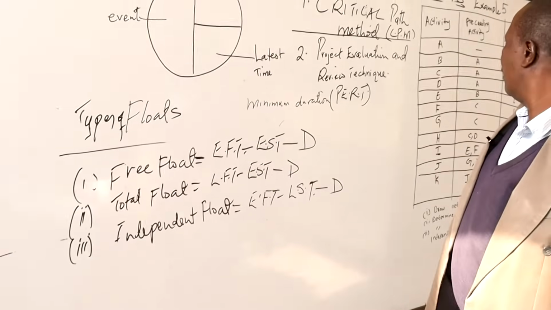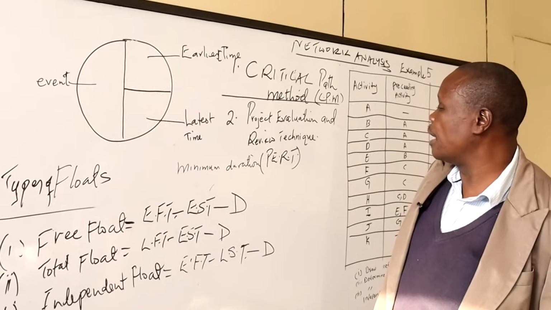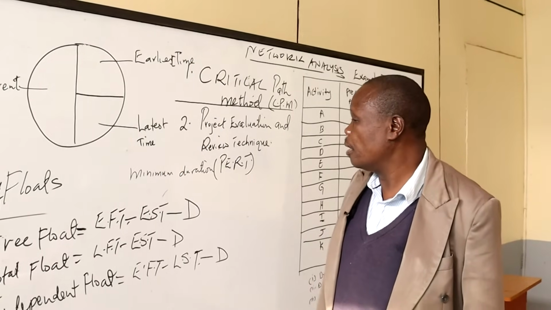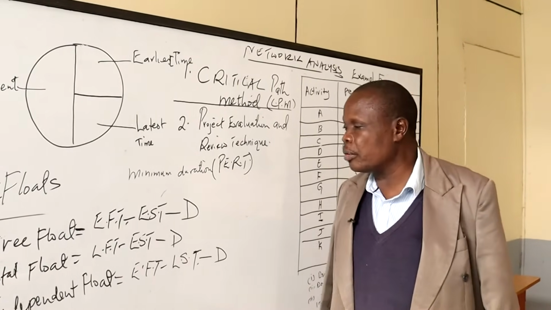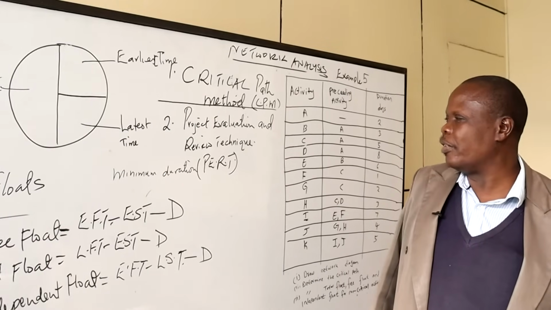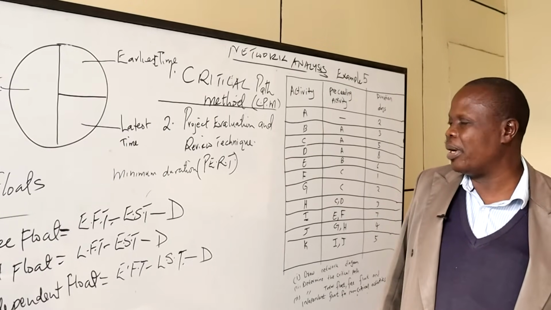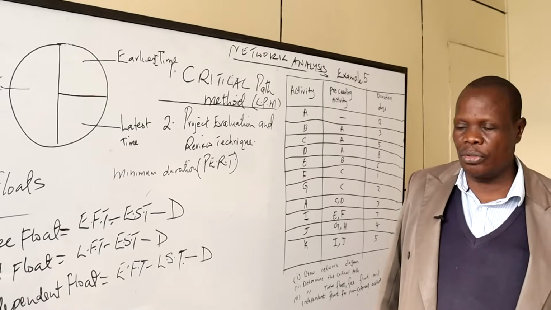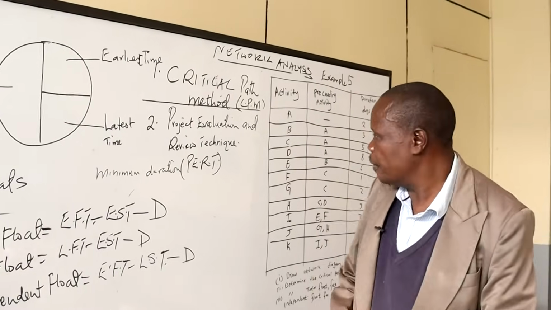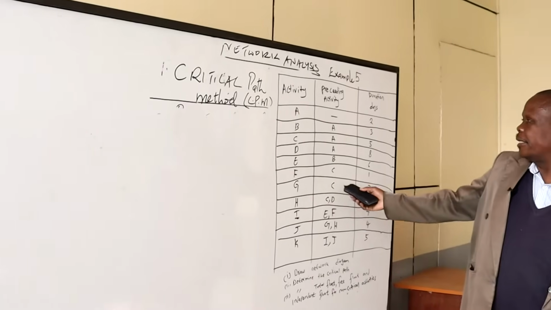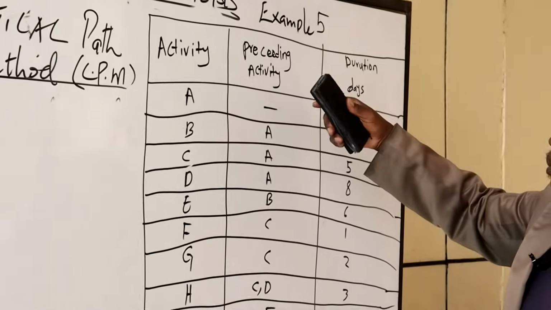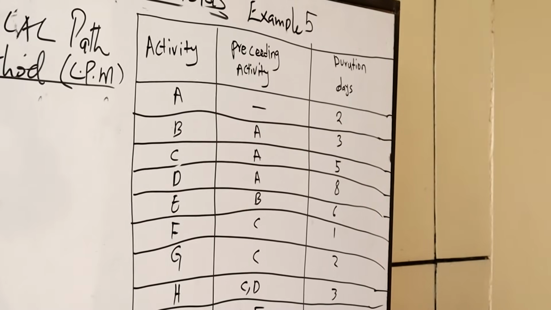Then let me now start whatever I've explained. I want to get an example and draw the network with the help of the duration and eventually determine the critical path and also calculate the floats. So let us take this example. Let us say this is example 5 based on the previous lesson.